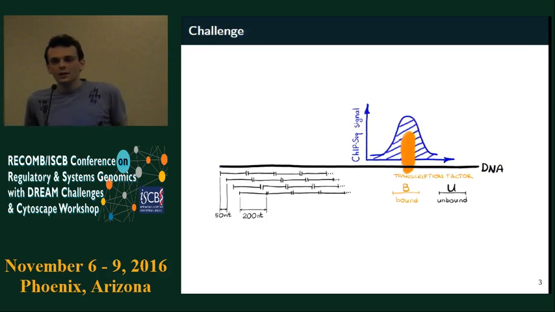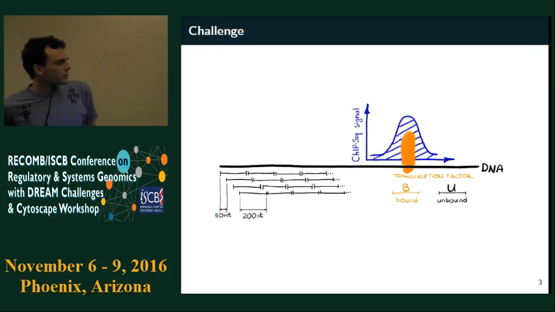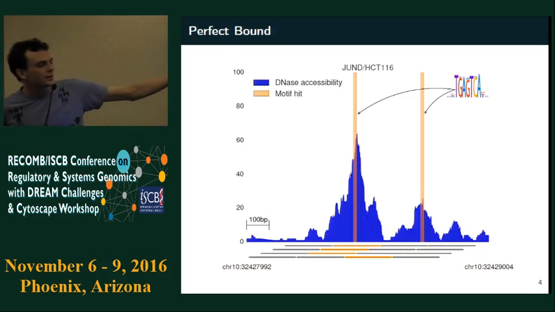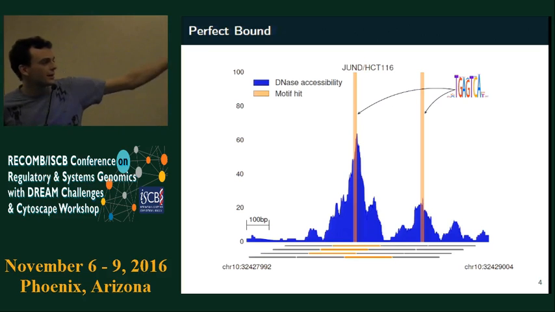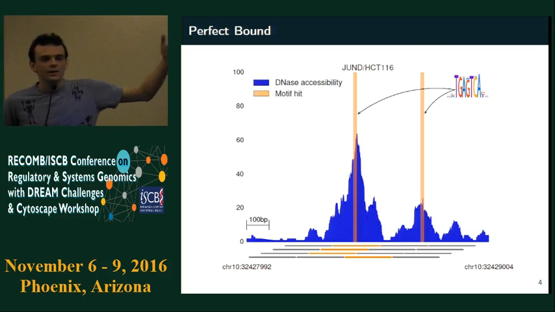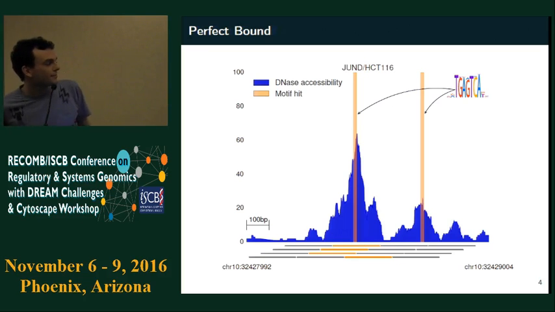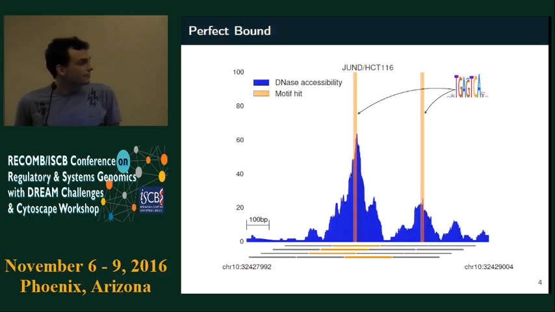So yeah, this is the challenge. 200 base pair intervals, transcription factor, bound, unbound. I'm going to refer to these intervals as just genomic intervals or intervals in my talk. So this is how the perfect bound region looks in our imagination. It has highest DNA accessibility. It has a motif hit somewhere inside. That's what we're looking for.